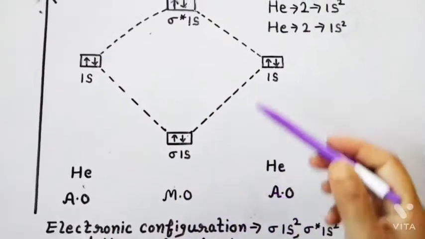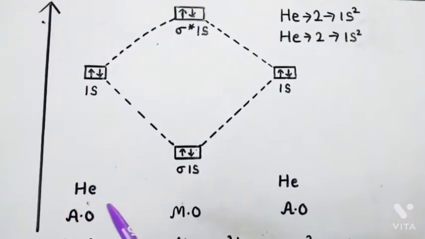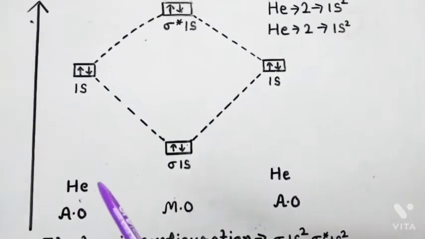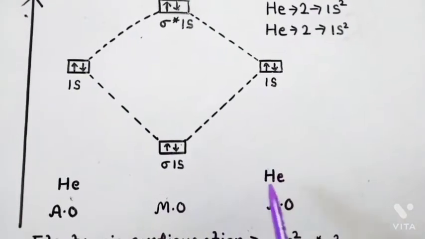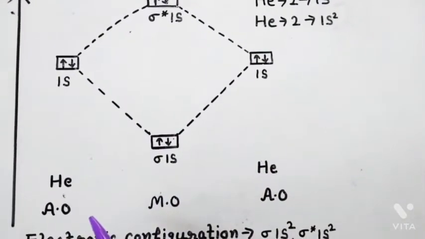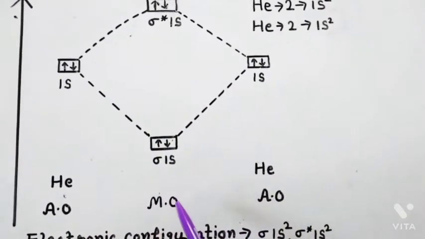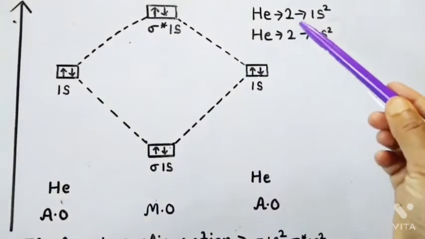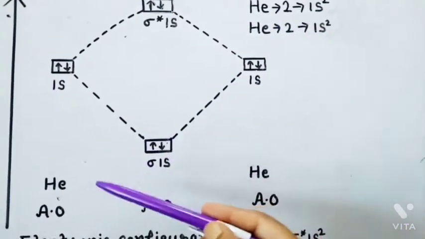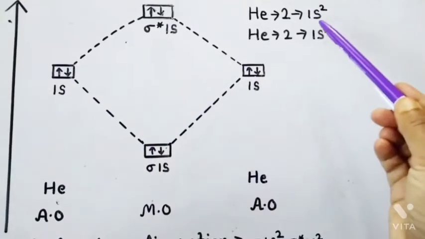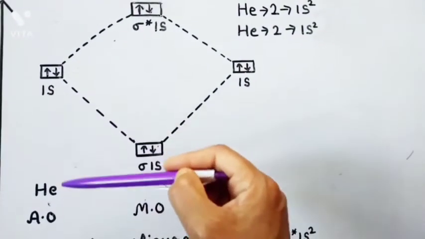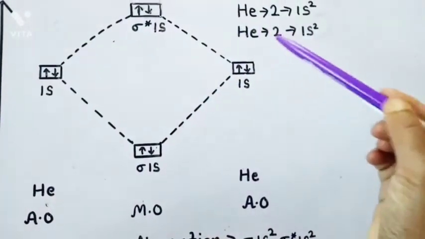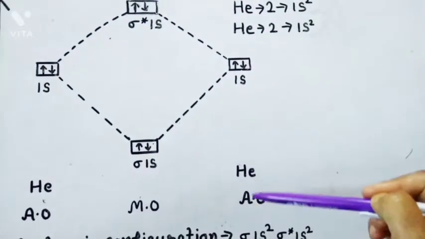So in the diagram we will see that this is the first helium atom and this is the second helium atom. Now AO is atomic orbital and MO is molecular orbital. The number of electrons in a helium atom is 2, so they will be present in a 1s orbital. So this is the 1s orbital, and both electrons are present here. Similarly on this side also.